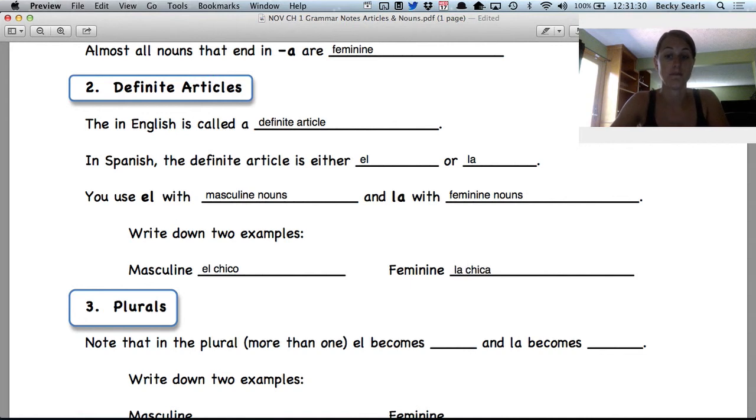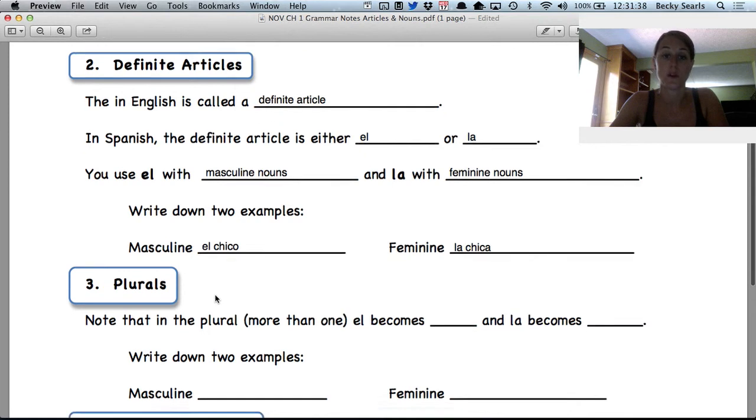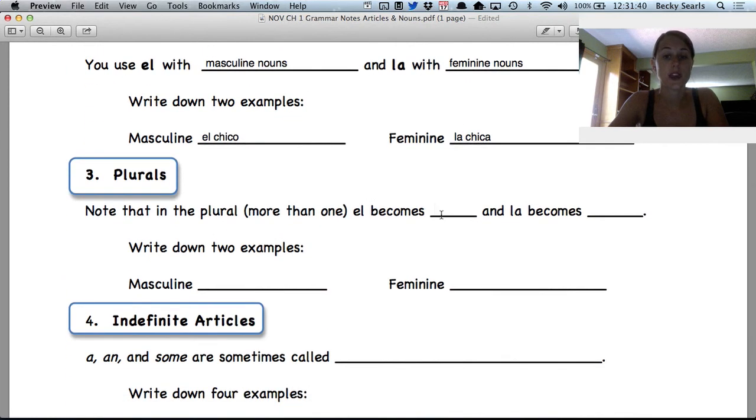La chica, the girl. Now sometimes you might not just be talking about one boy or one girl, but more than one, a plural group. So if that's the case, el will become los and la will become las. So say you had chico, but you want to say not just boy, but boys. Add an S, chicos. And el will become los chicos, the boys. Same with the girls. Chica becomes chicas, girls. And in front, la becomes las chicas, the girls.